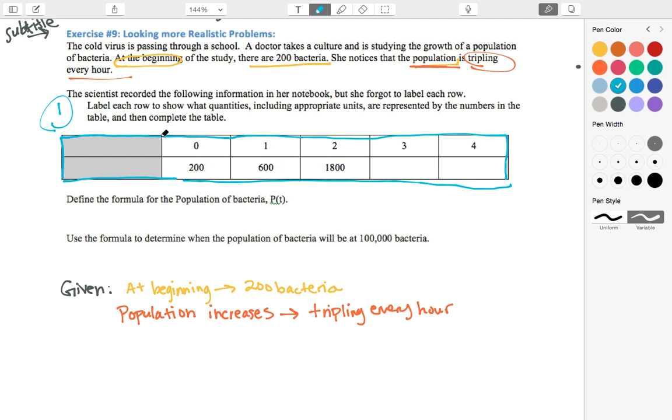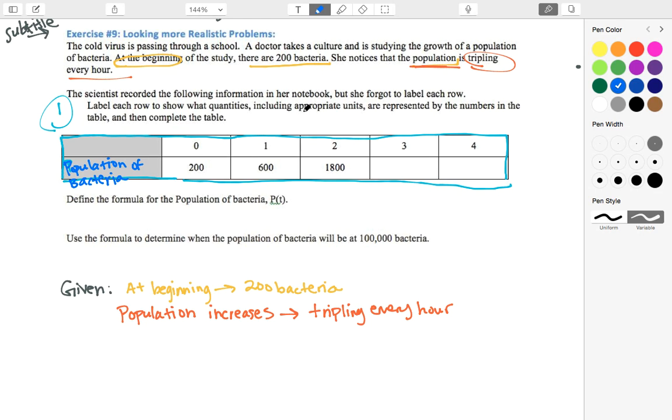What we have here is 0, 1, 2, 3, 4, and then 200, 600, 1800, and some blank spots. So this tells me, since there is at the beginning 200 bacteria, this probably represents the population, or the number of bacteria. So I'm going to go ahead and label this section here, population of bacteria.